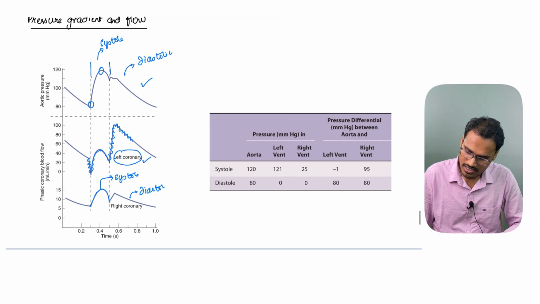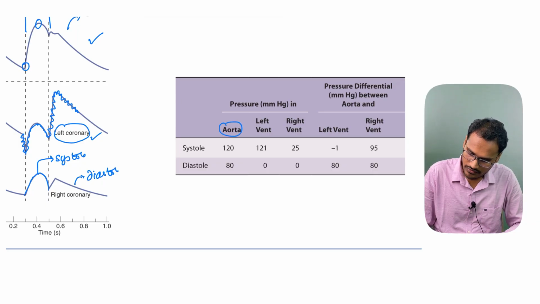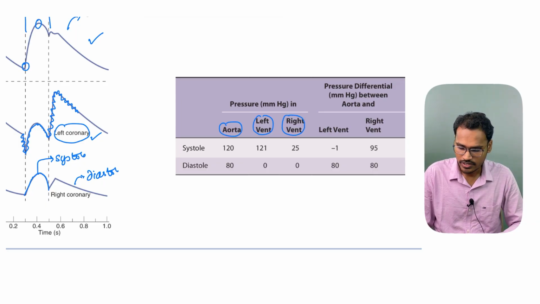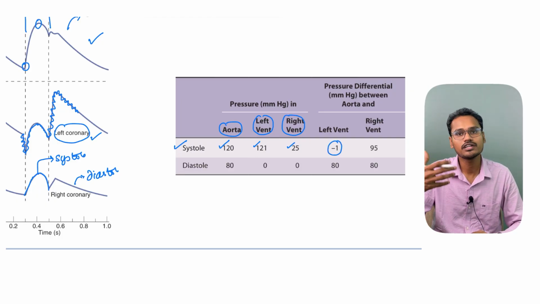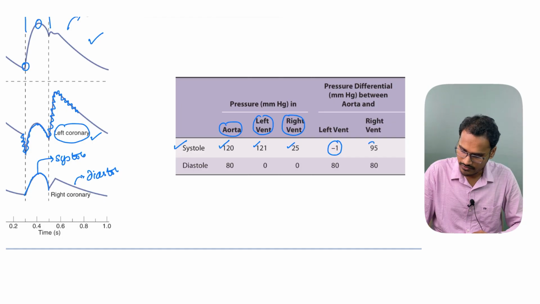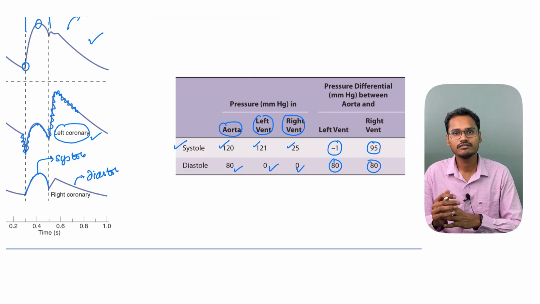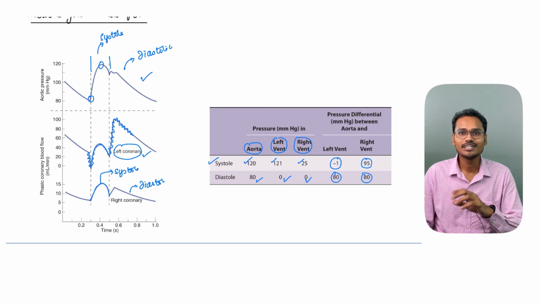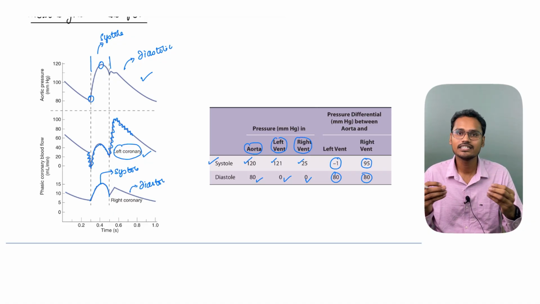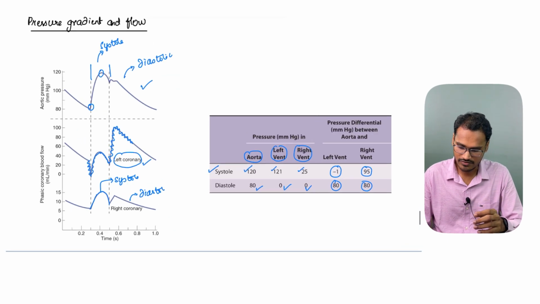So the same pressure differences are given here: aorta, left ventricle and right ventricle. During a systole, the aortic pressure is 120, the left ventricle is 121, the right ventricle is 25. As you can see, the pressure difference for the left ventricle is -1. So that's why we are not getting the majority of the blood supply. Whereas in the right ventricle, it is 95. Below we have 80. Whereas in diastole, both the ventricles are 0, so it is 80 and 80. So the same thing, I have given in a tabular form. This one major difference in how the blood supply is phasic is very classical in case of coronary circulation. So this is very important.